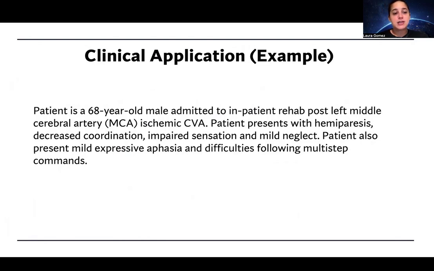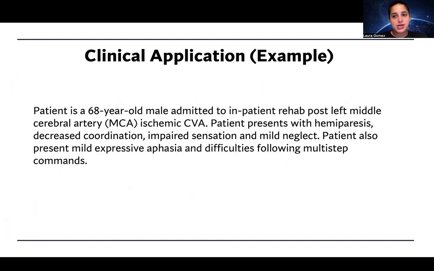So from reading these, we can assume right away, since the stroke was in the left side of the brain, that all of these issues are affecting the right side of the body. So we have right hemiparesis, decreased right upper extremity coordination, impaired sensation in the right side of the body, and right mild neglect. So we can assume the patient is having all of these issues in the right side of the body due to the CVA on the left side.